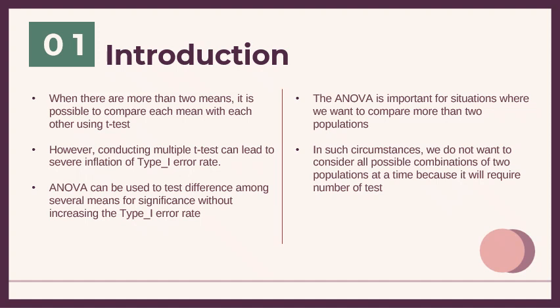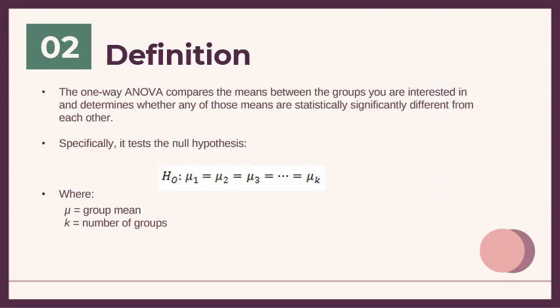ANOVA is important for situations where we want to compare more than two populations. In such circumstances, we do not want to consider all possible combinations of two populations at a time because it will require a large number of tests. The one-way ANOVA compares the means between the groups you are interested in and determines whether any of those means are statistically significantly different from each other.